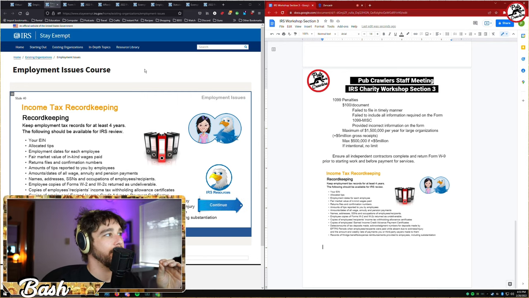All right, just because I want to be thorough, I'm going to read through this. Record keeping: your EIN, allocated tips, employment dates for each employee, fair market value of in-kind wages paid, return files and confirmation numbers, amounts of tips reported to you by employees, details of amounts and dates of all wages, annuity, and pension payments, names, addresses, social security numbers, and occupations of employees, recipients, employee copies of forms W-2 and W-2C returned as undeliverable, copies of employees' income tax withholding or allowance certificates, copies of employees' earned income credit advance payment certificates, dates and amounts of tax deposits made, acknowledgement numbers for deposits made by EFTPS, periods when employees were paid while absent due to sickness or injury, and the amount and weekly rate of payments you or third-party payers made to them.